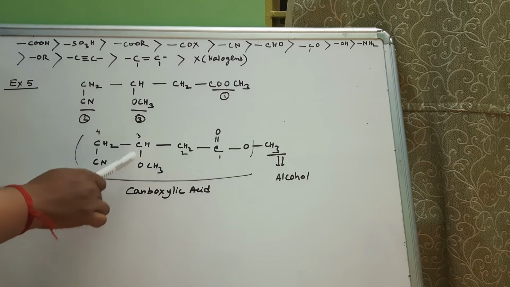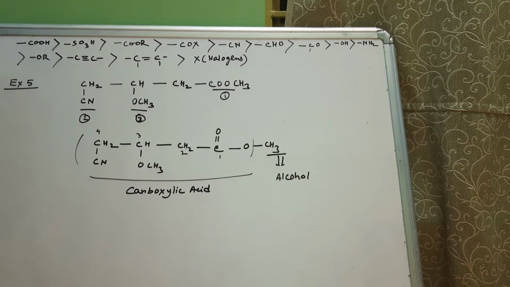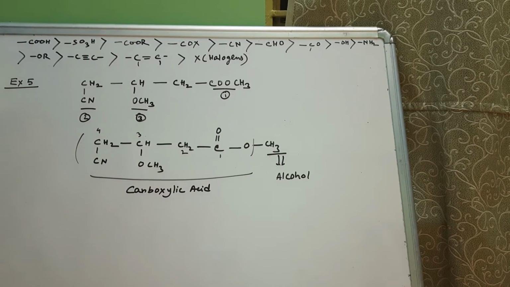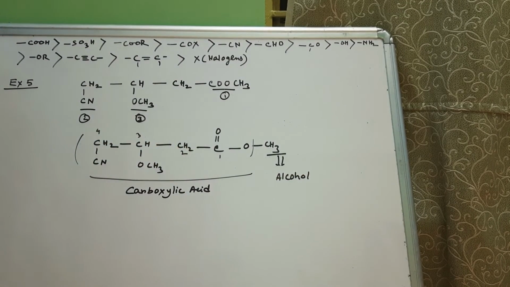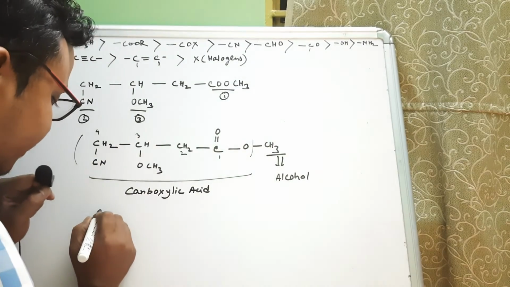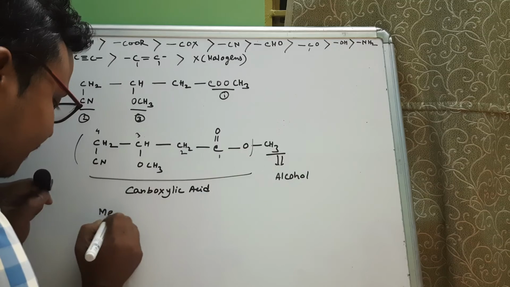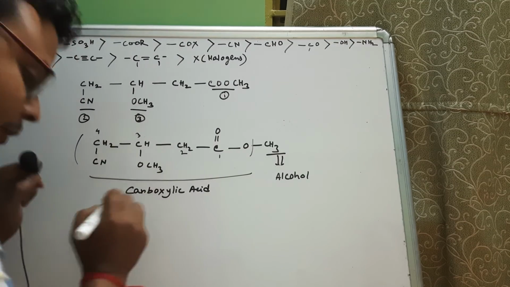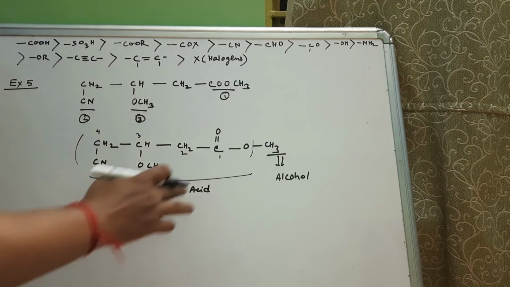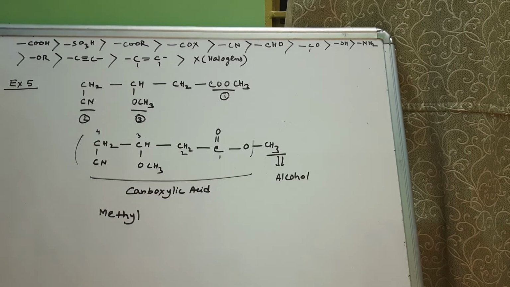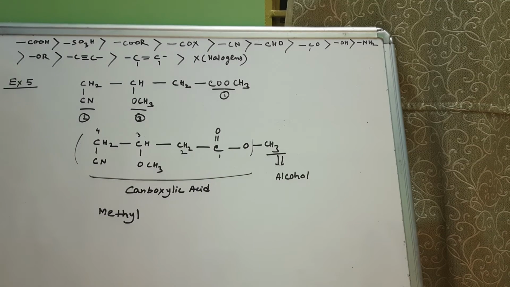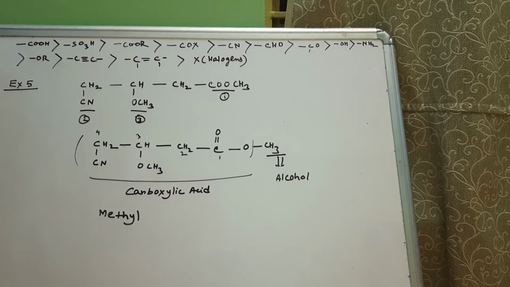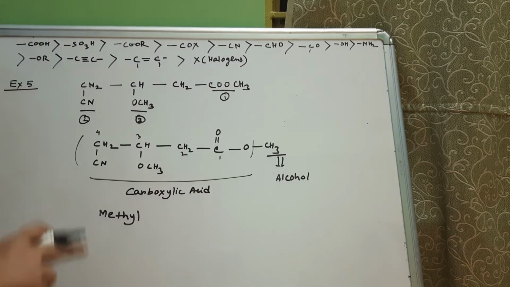So in carbon 3 there is an OCH3 group, that is an alkoxy group, and at 4 there is a cyano, that is CN. So at first you should write down the name of the alcohol part, because this is alkyl alkanoate. So CH3, that means methyl. Now the long chain contains 4 carbon atoms, and substituents will be written first. Among these two substituents, cyano and alkoxy, here alkoxy means methoxy, OCH3, so M, and cyano C. So alphabetically cyano precedes.